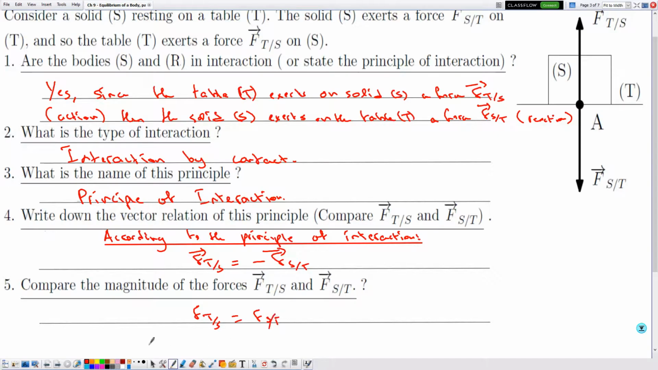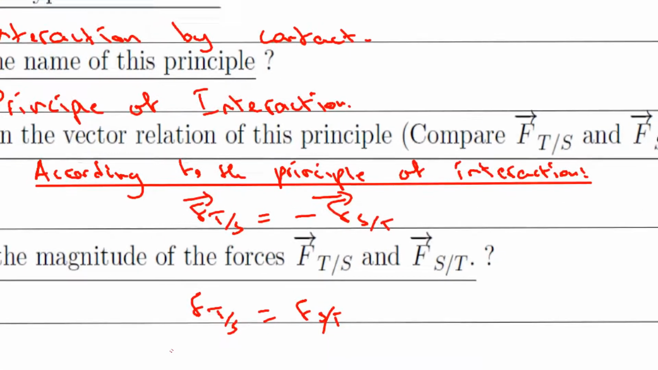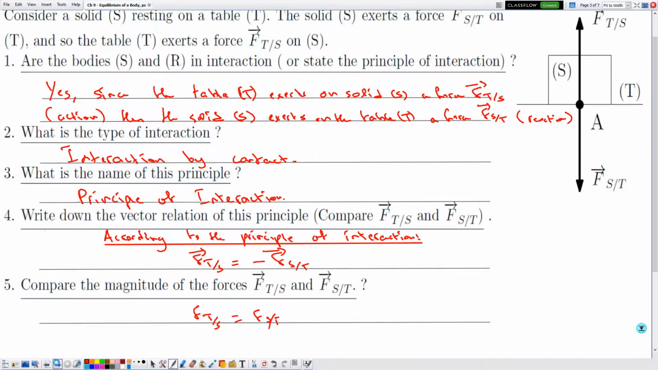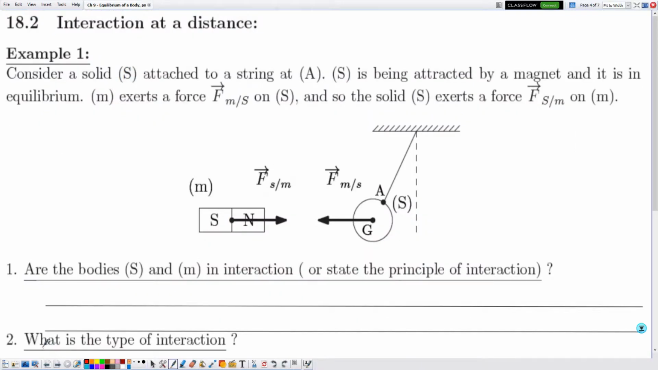So here let me give the following example. If Ft on S, which is the normal reaction, and we know how to calculate the normal reaction, is 3 newtons, then in this case Fs on T is also 3 newtons. Now let's move to the final example, and in this case we are going to discuss interaction at a distance.